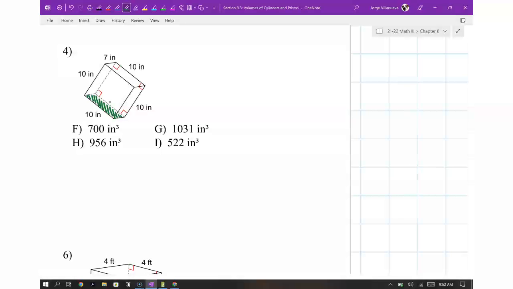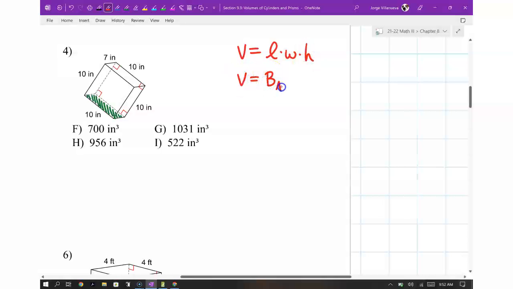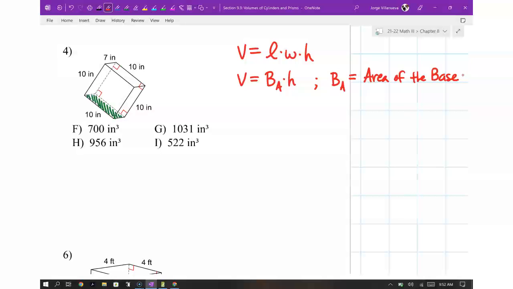But it's rectangular. So, remember how I told you guys that the volume of a prism, people would say length times width times height? There are some people that write it like this. Okay? Where B sub A is area of the base. And this is actually the way I prefer to write it, because then it becomes a little bit more of a dynamic equation. Okay, the area of the base. So if I look at the bottom, that green portion, okay, let me kind of draw it out here for us.